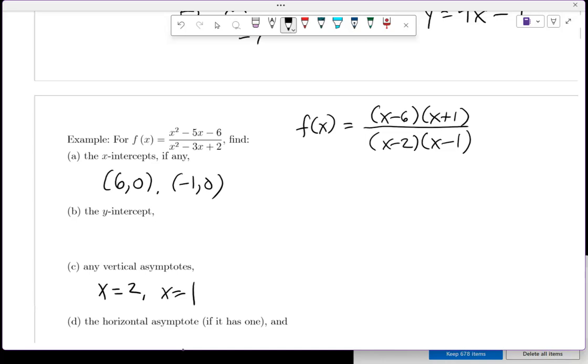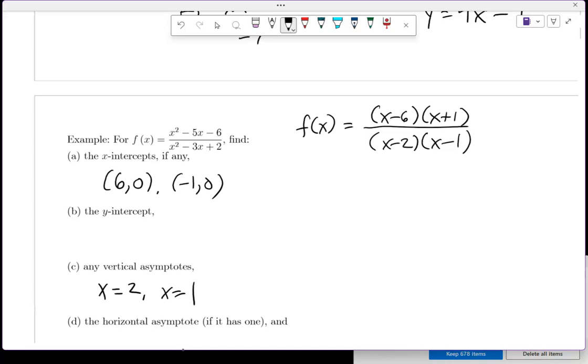This is why we factored first, right? I factor first. I can see if I need to do anything to put it in lowest terms, and I can answer these two questions automatically. Okay? All right. Let's look at part B.